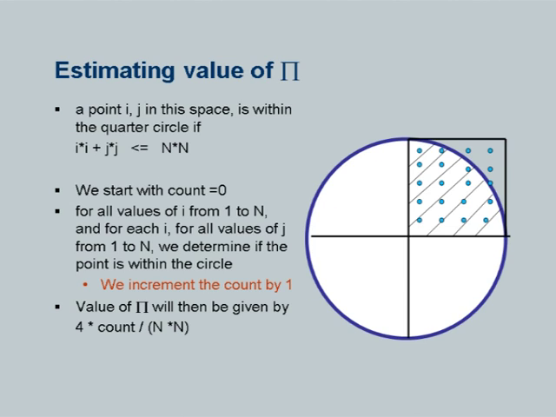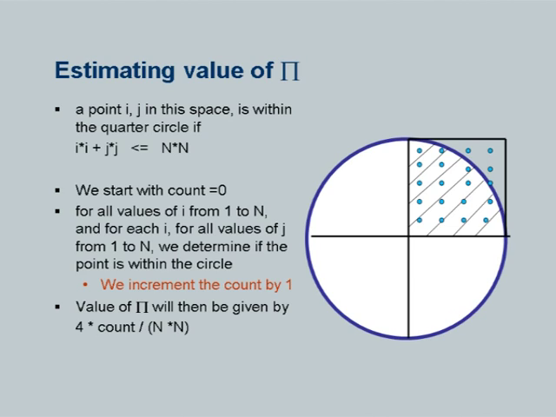As I mentioned earlier, we should start with count equal to 0, and then for all values of I ranging from 1 to n, and for each I, for all values of j ranging from 1 to n, we can determine whether the point is within the circle or not by checking this condition. If this condition is met, we simply increment the count by 1, otherwise we consider the point to be outside the circle and ignore it.